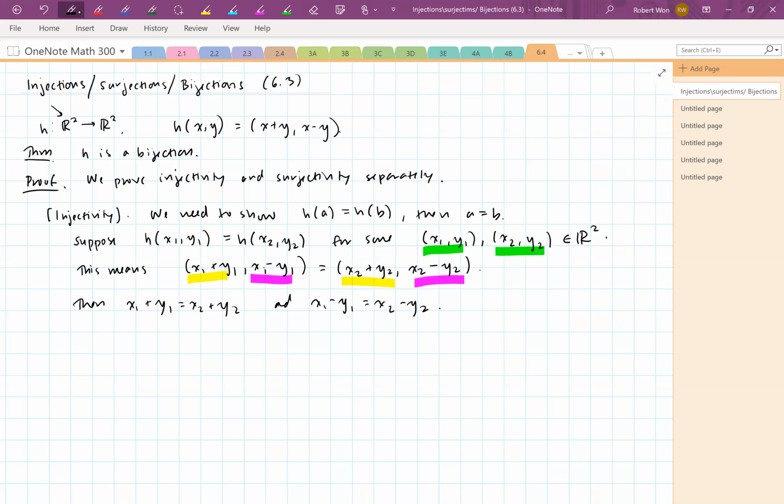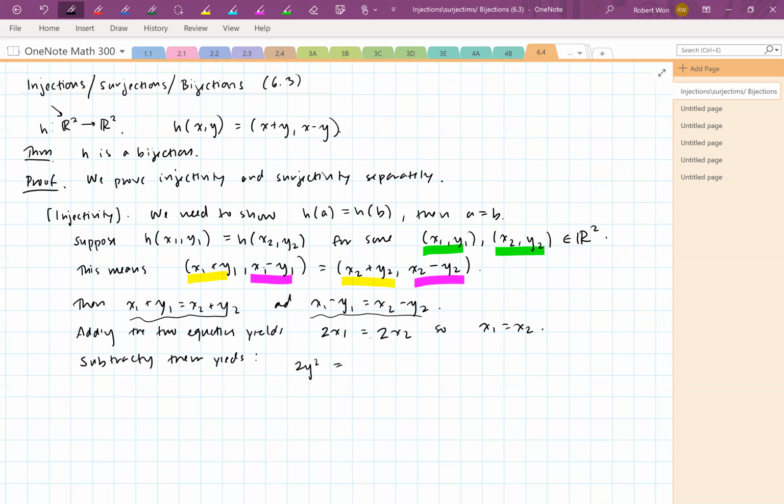But now what I can do is add these two equations together. Adding these two equations together yields, on the left-hand side, 2x1, and on the right-hand side, 2x2. So x1 equals x2 because you can multiply by 1/2. Now subtracting the two equations, if I subtract the second from the first, I get 2y1 equals 2y2. So this means that y1 equals y2.